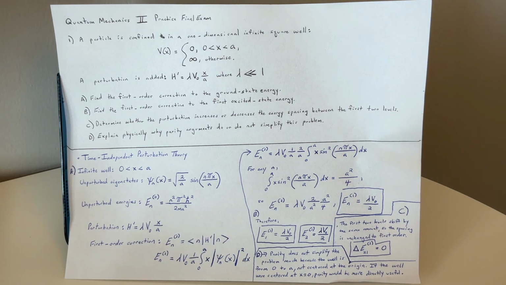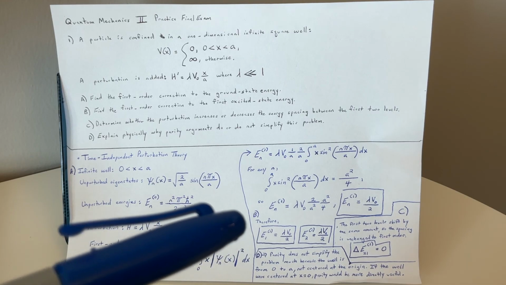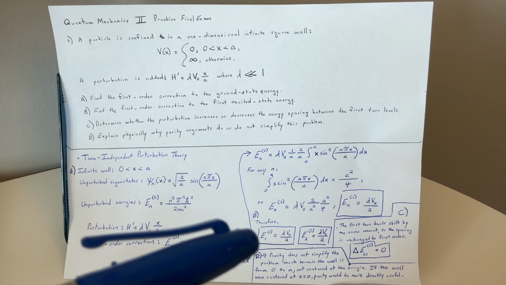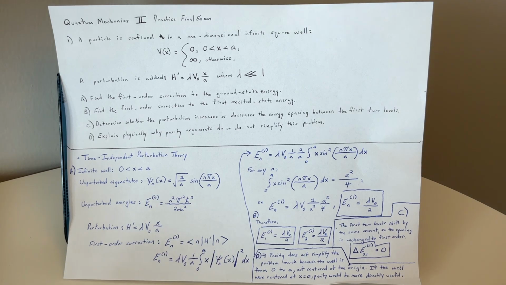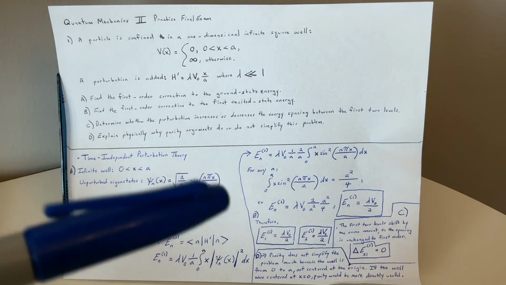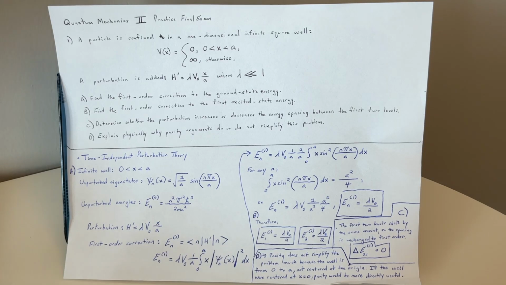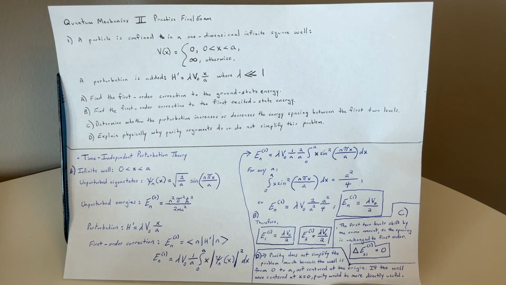So letter B, moving along: find the first order correction to the first excited state energy. So the first order correction to the first excited state energy, right here, we have E sub 1 superscript 1. We know that's going to be equal to lambda v naught over 2. And then E sub 2 superscript 1 is going to equal lambda v naught over 2. So that's all we have to do for letter B.